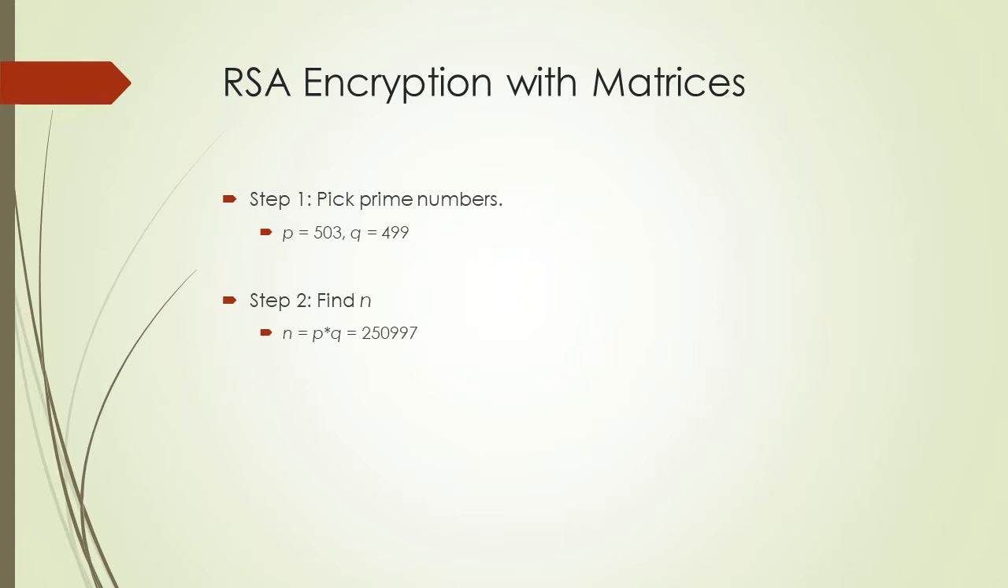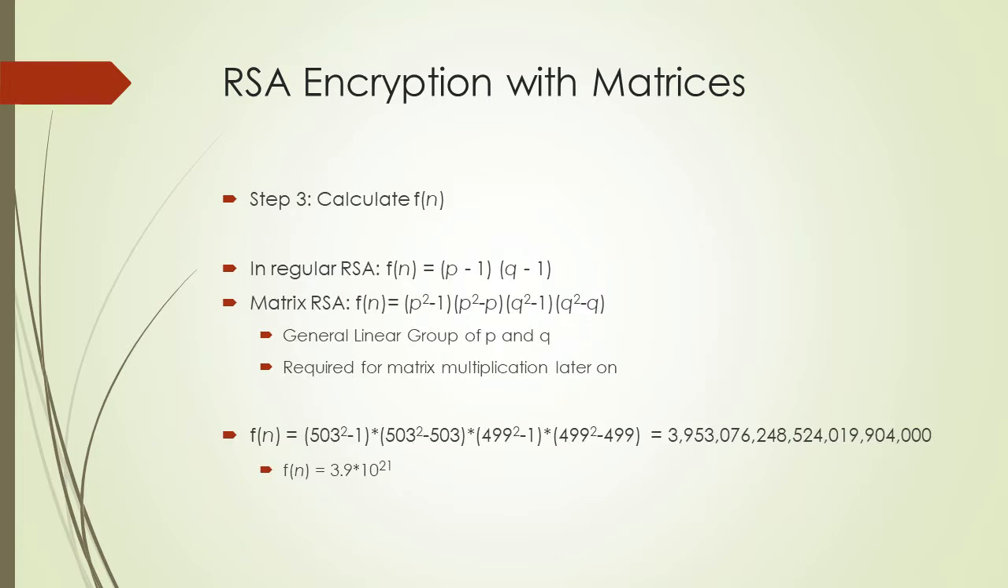So first we will pick some prime numbers. So we will go with some fairly large numbers. This may be something you might not see in top-end RSA uses, but just for this example, it's large enough for the example of what you might see. So P times Q in this is 250,997. So that will be our N value.